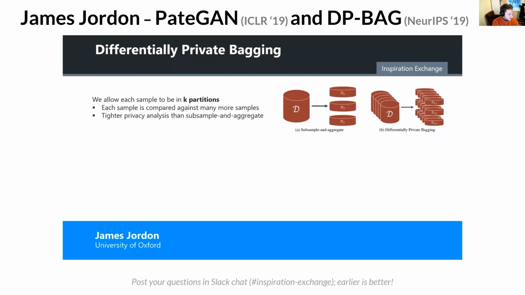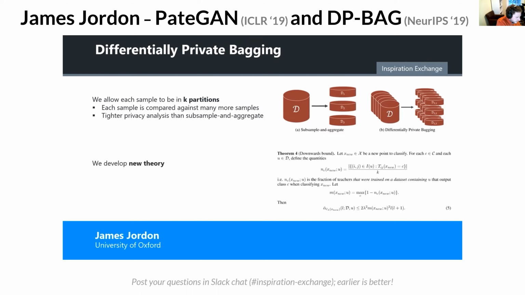This is because we can more closely analyze what might happen if we remove a given data point from the training data. In subsample and aggregate, it can swing one vote in n. In DP-bag, it can now swing k votes in k times n, but those k votes don't all necessarily agree in the first place, and thus the influence it can actually have is smaller than k over k times n, i.e. smaller than 1 over n. To analyze this, we must take a data-dependent approach to the privacy analysis. To do so, we developed new theory to analyze the privacy cost of DP-bag.